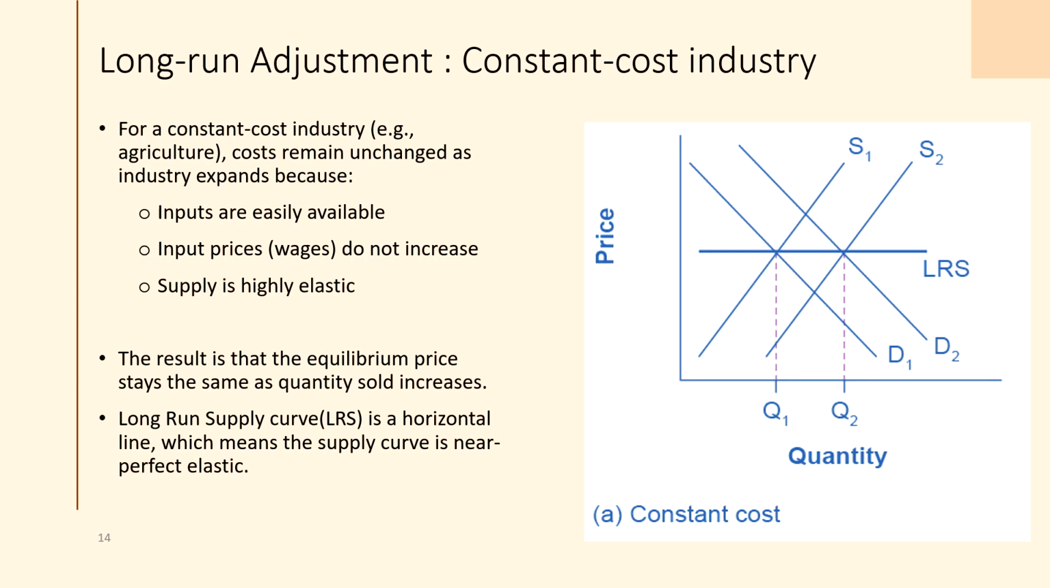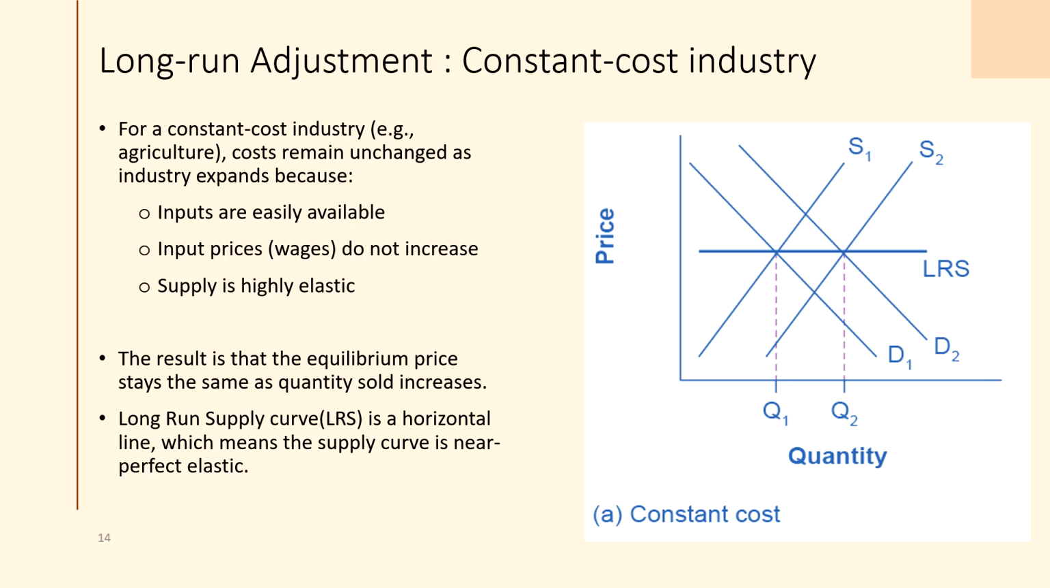In a constant cost industry, the expansion of the industry does not affect the cost of production. This happens because inputs are easily available. For example, in agriculture, land, labor, and materials may be widely accessible, and increasing production does not significantly increase input prices. Because input prices remain stable, firms entering the market face the same cost conditions as existing firms.